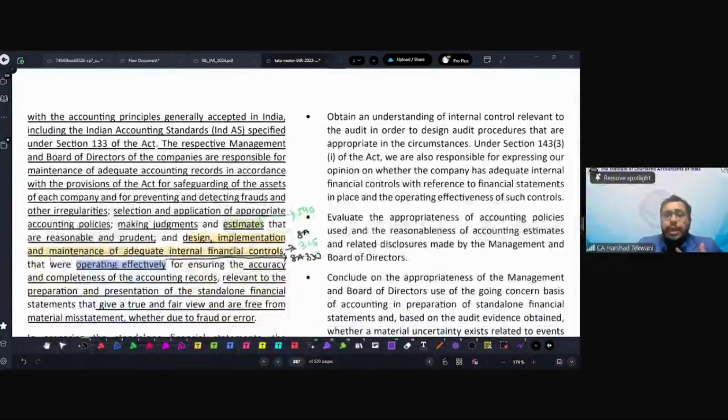Then again, when I talk about the provisions of the Act with respect to detecting fraud and other irregularities, where do we discuss detecting and preventing of fraud? SA 240. Yes. So if you see, we are not writing something new. We are writing what we are already aware of regarding management's responsibility, but we need to make sure that the reader of the audit report is also aware of these responsibilities.